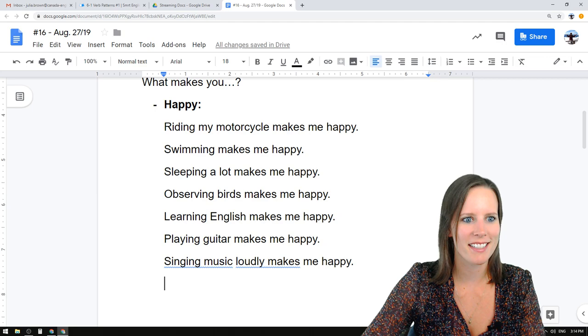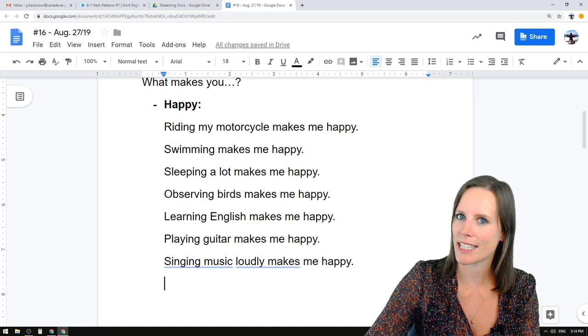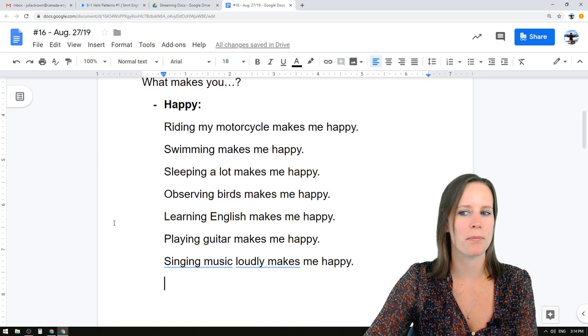Eating healthy is more expensive than not healthy food. That's right, Gertie. Eating healthy is more expensive than eating unhealthily, you could say. Yeah. Traveling to different places makes you happy. Perfect. Thank you, guys. All really great examples. Let's go to the next thing.